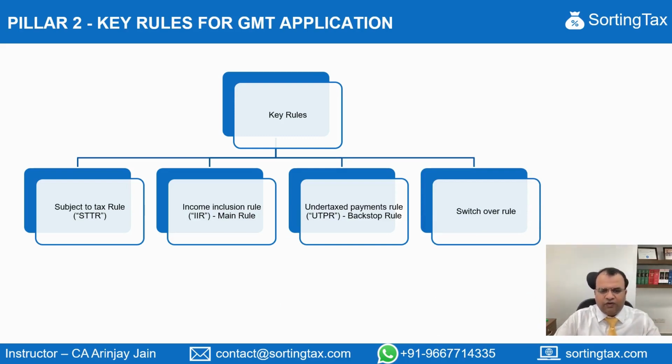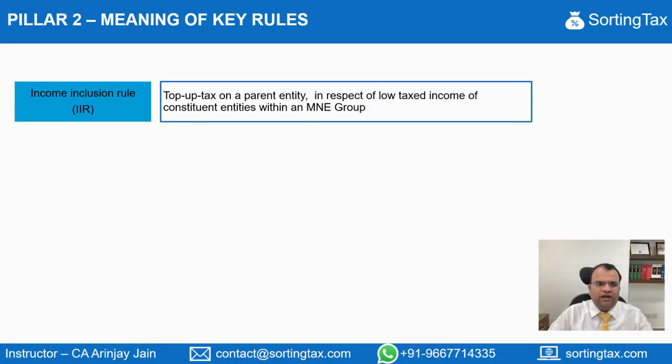We're going to discuss each one of them in detail in the subsequent slides, but even before that, let's just briefly look at what each one of them means. Income inclusion rule. Under the income inclusion rule, what happens is that there is a top-up tax on the parent entity in respect of low taxed income of constituent entities within a multinational group.